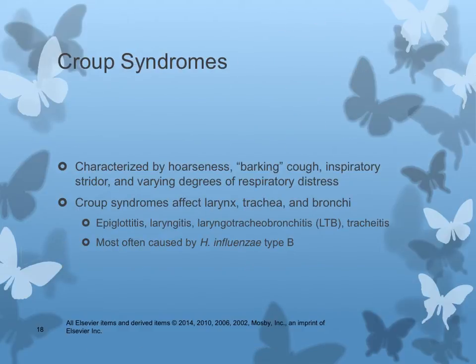Next, we're going to talk about the croup syndromes. They're on page 1208, 40-1. They affect the larynx, trachea, and bronchi. Typically, there's a low-grade fever, hoarseness, barking cough, and an inspiratory stridor.